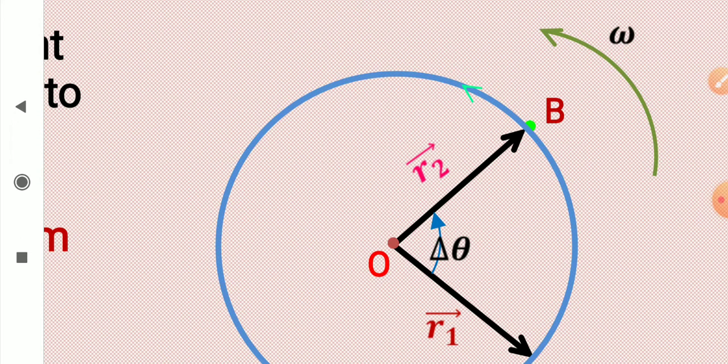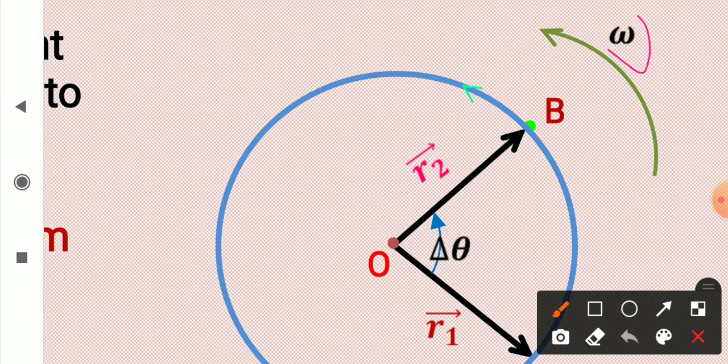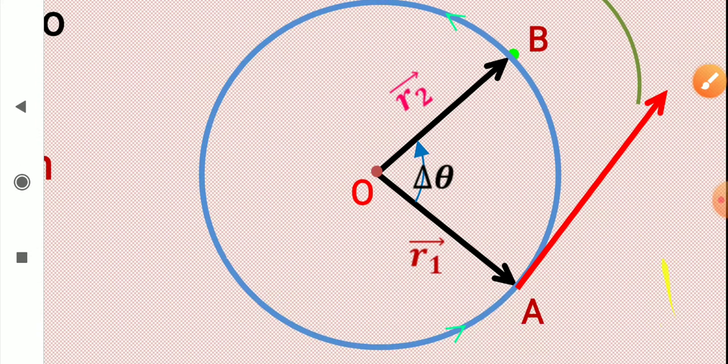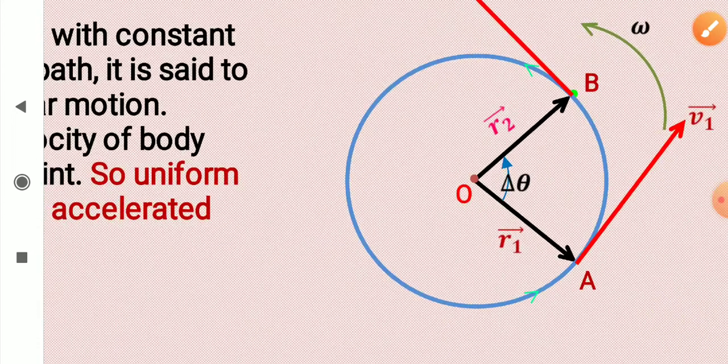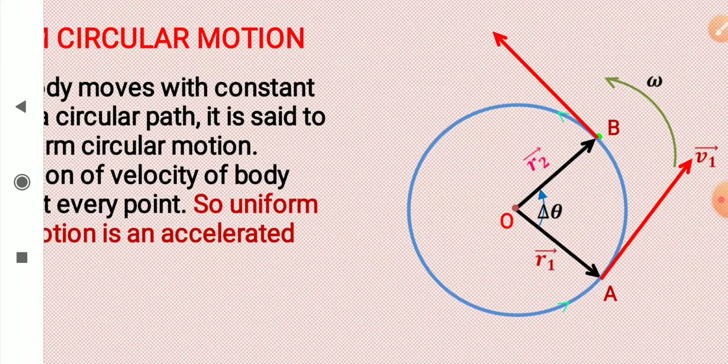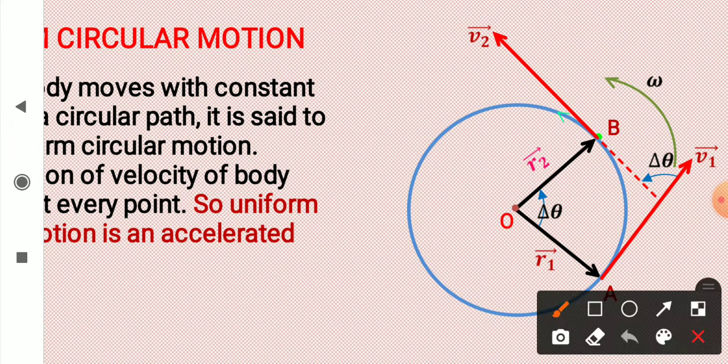So this omega is called angular velocity. The motion is anti-clockwise like this. And you know that velocity is always along the tangent to the path. So velocity is along this path, and then velocity at point B is V2, right? And now let us see. Look at it. Now from point A to point B, velocity has turned through angle delta theta.